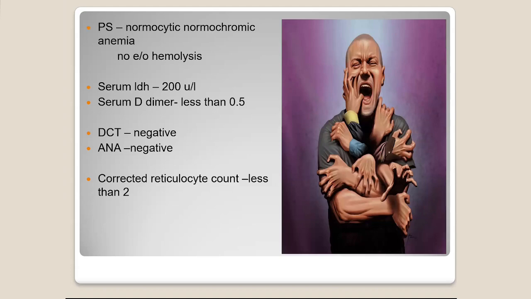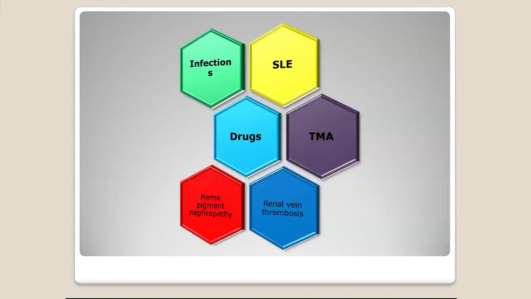The initial reports didn't reveal anything. The peripheral smear showed a normocytic normochromic anemia with no evidence of hemolysis. We did peripheral smear twice in this patient, and both times there was no evidence of hemolysis or histiocytes. We repeated serum LDH daily, and the LDH level never crossed 200. Serum D-dimer was less than 0.5, and we did a direct Coombs test to detect any autoimmune hemolytic anemia, which turned out to be negative. The ANA report came as negative, and the corrected reticulocyte count was less than 2.